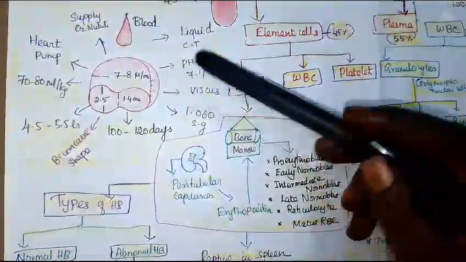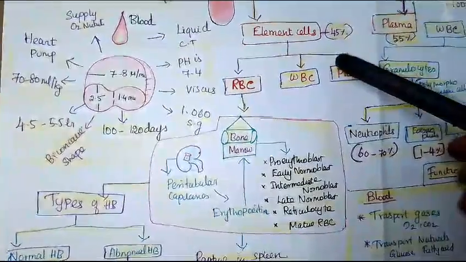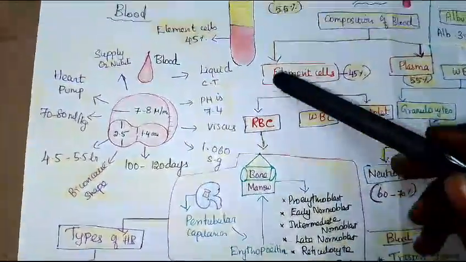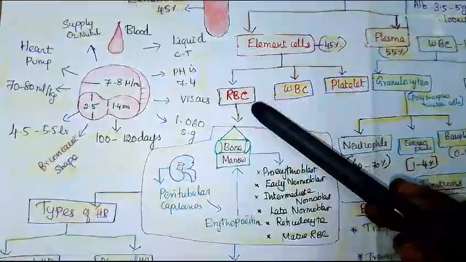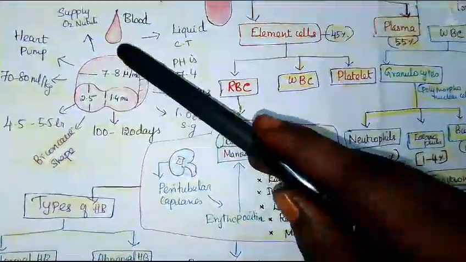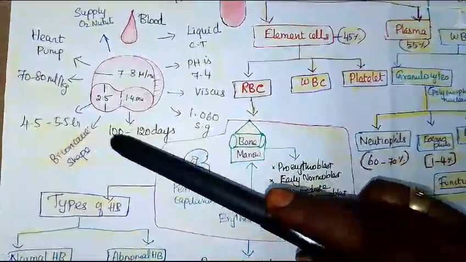The blood has many important elements. Elements are nearly 45%, and plasma is 55%. In the elements, most of it is the RBC. This is the shape of the RBC. They are biconcave in shape.